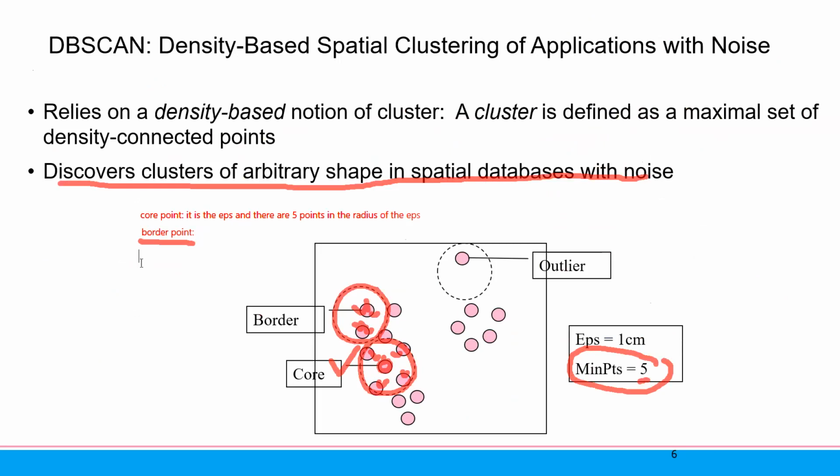We have another point, we call it an outlier point. The outlier point is an individual point, like this. So there is no other point in the surrounding.